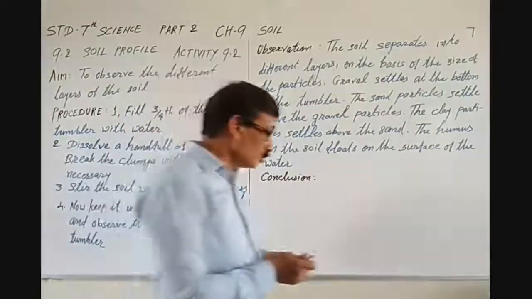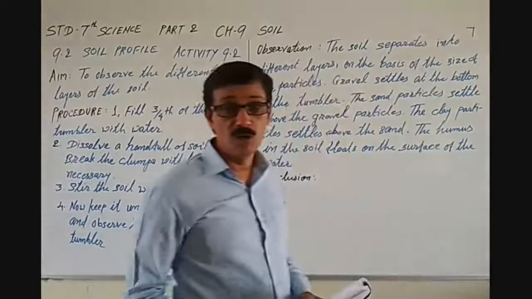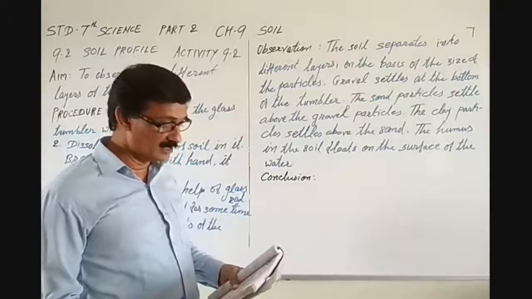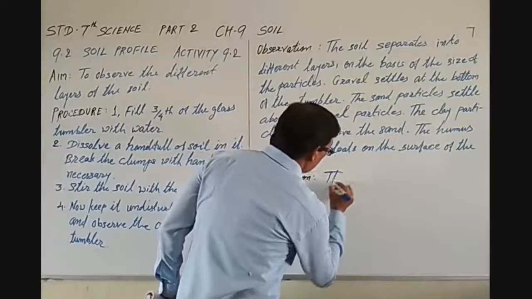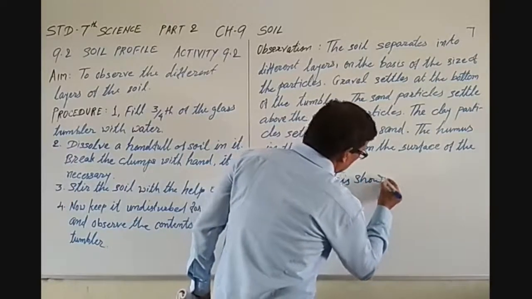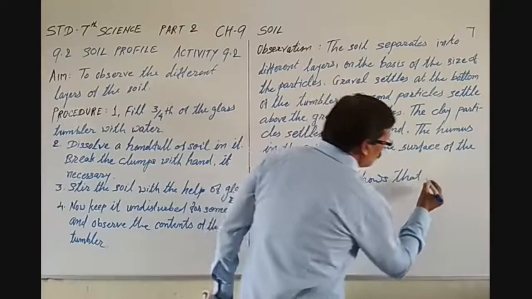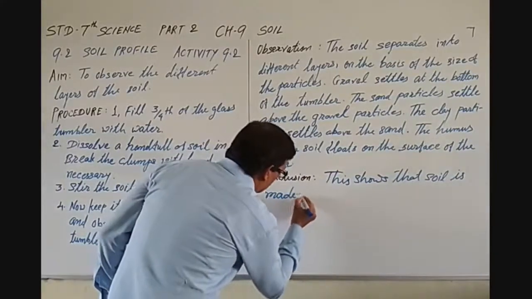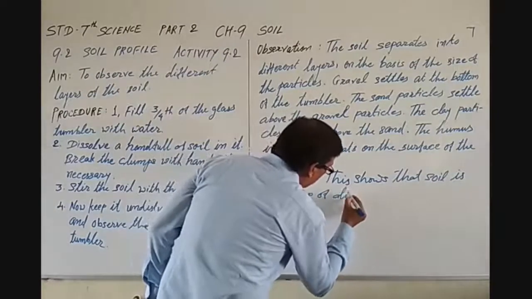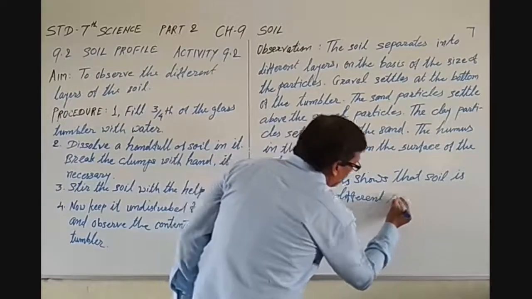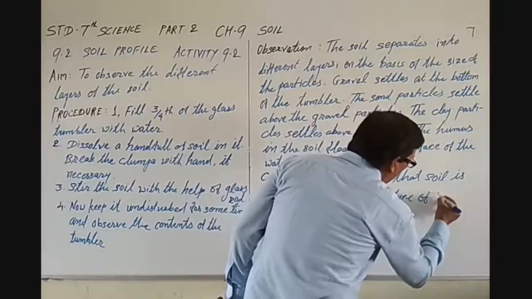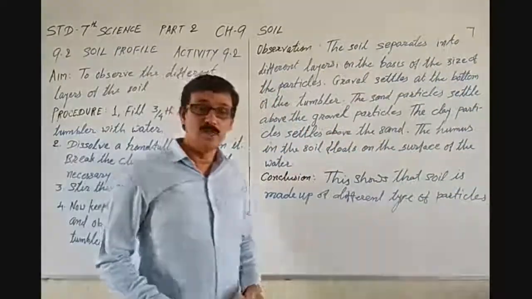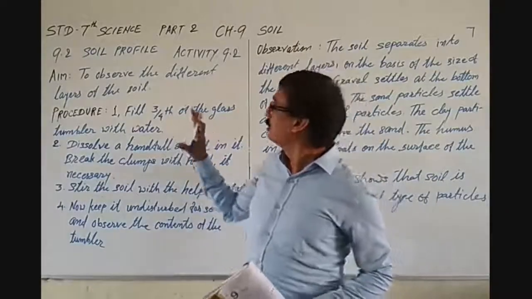Okay. So what should our conclusion be? Do you know what the conclusion is? This shows that soil is made up of different types of particles. Okay, so in this one we come to know about the soil profile.